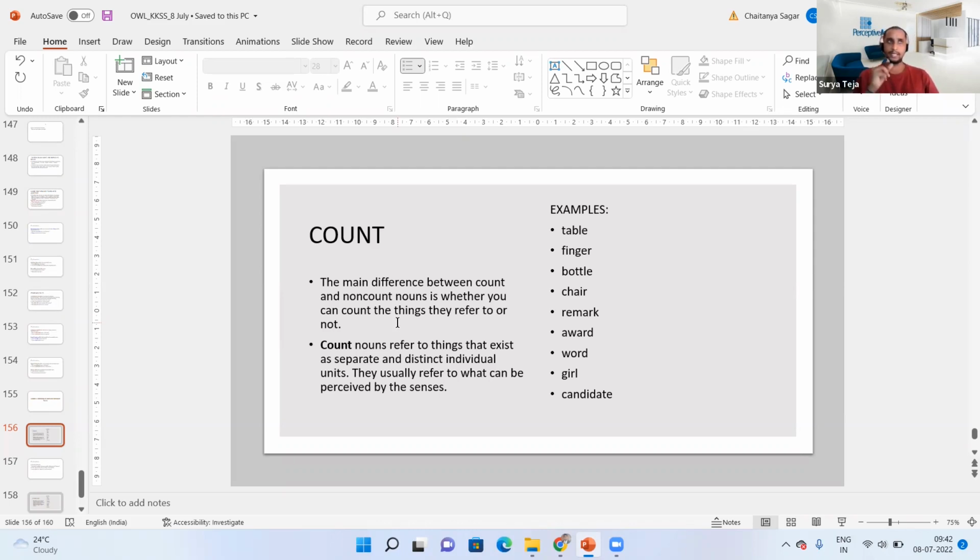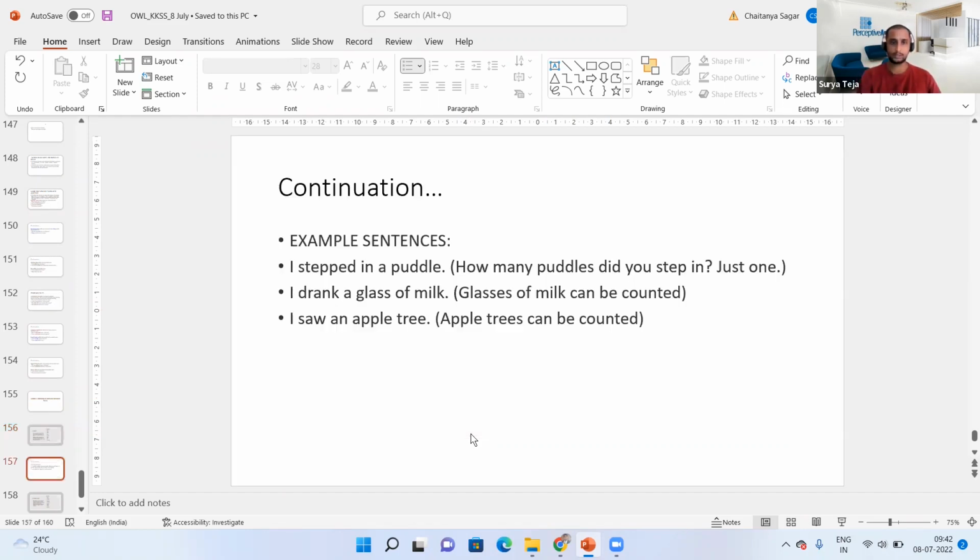So any element, any object which can be distinguished from the other one, which is identical or another one, that is what is expressed in plural form. One table can be distinguished from the other one. Tables, fingers, bottles, because we can see the tables, we can see fingers. So these are expressed in plural forms. Girl, candidate, award, awards, remarks, chairs, bottles. Basically they are individual units. If they have 5-10 tables, you would say individual units. This is the case with countable nouns.